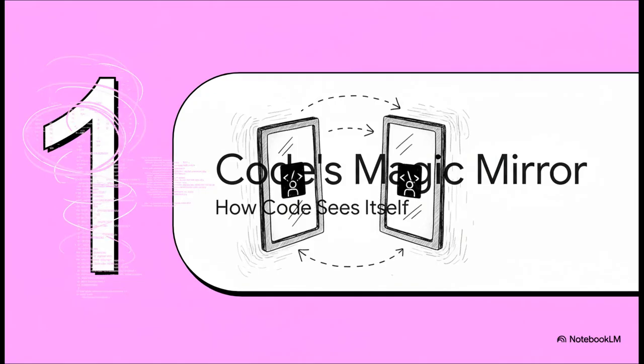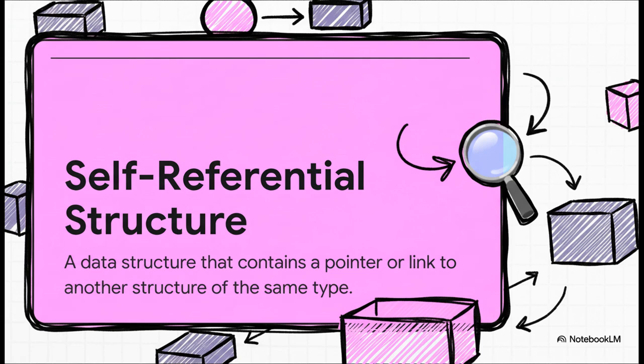So how do you actually do that? How do you tell a piece of code, hey, I want you to point to another piece of code that looks just like you? Well, you use a trick, kind of like a magic mirror that lets a structure see a reflection of itself. The official term for this is a self-referential structure. I know, it sounds super technical, but the idea is actually beautiful in its simplicity. Just think of it like a box. This box holds some information, but it also holds one very special thing, a little arrow, a pointer, that points to another box of the exact same type.